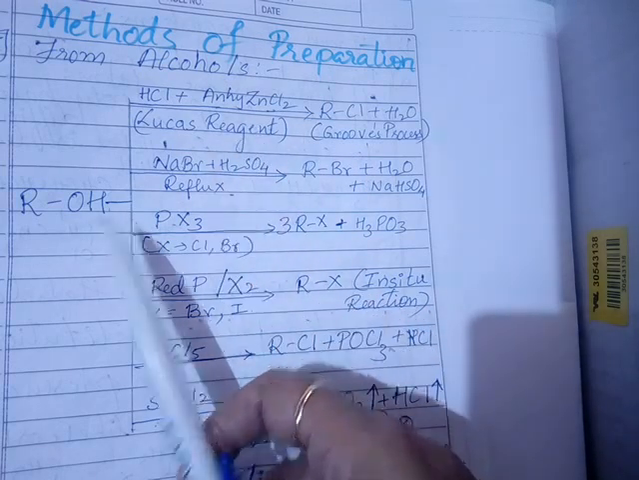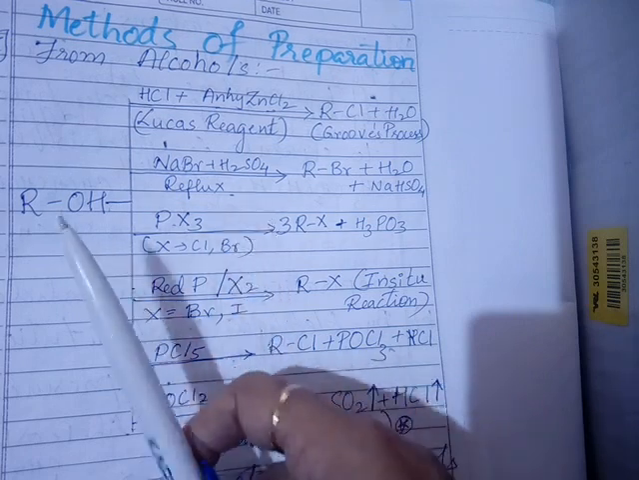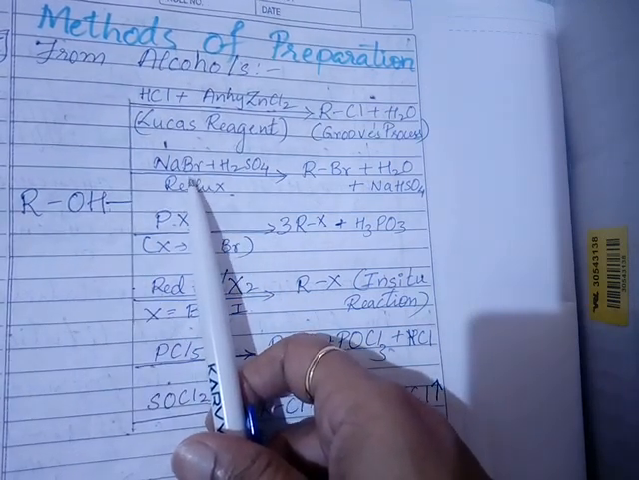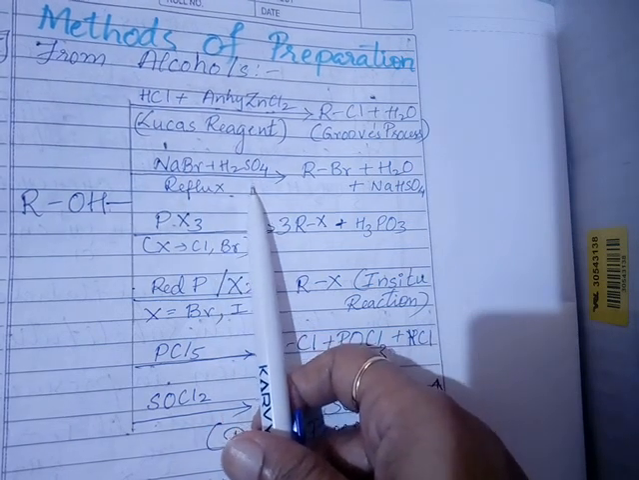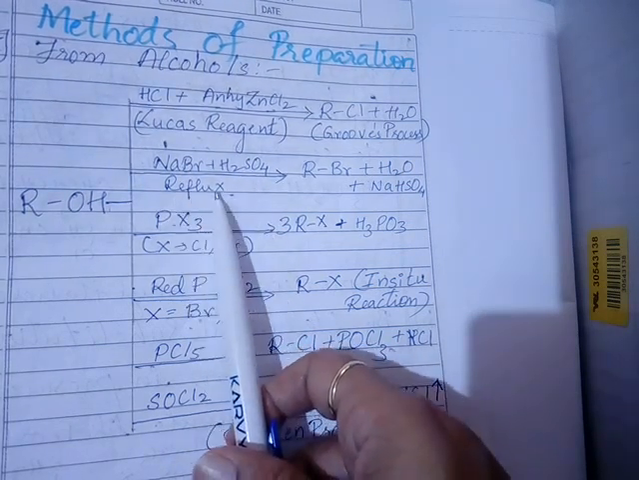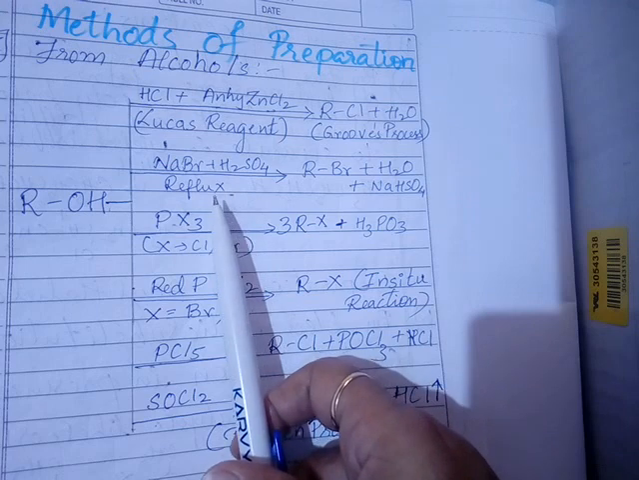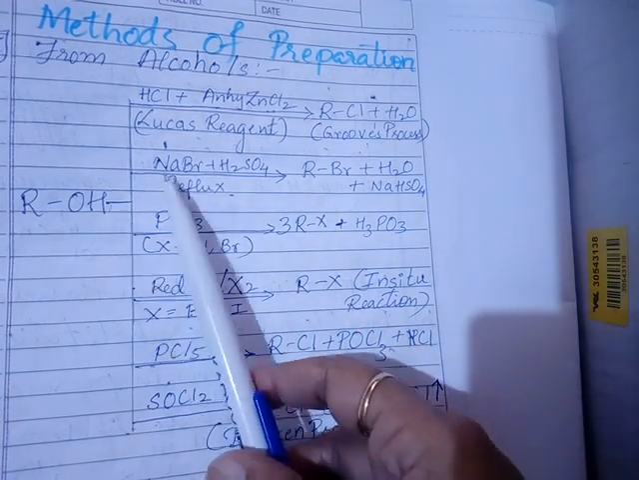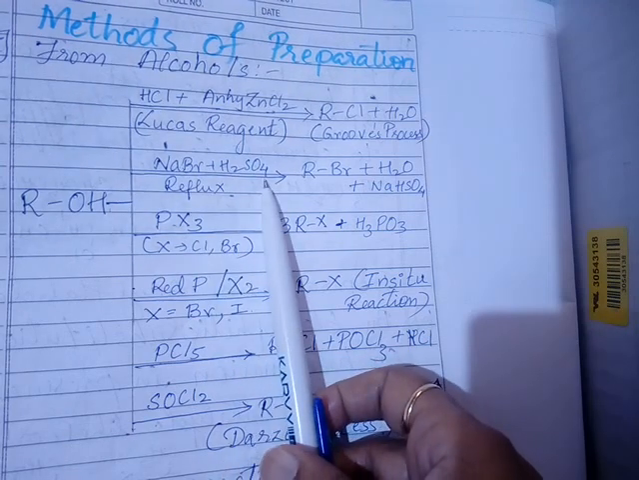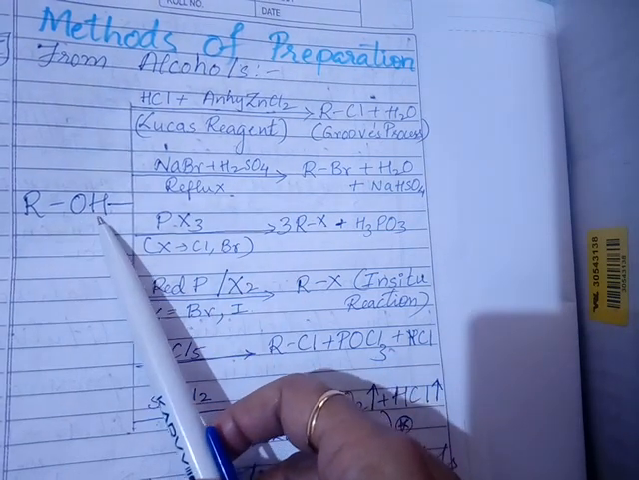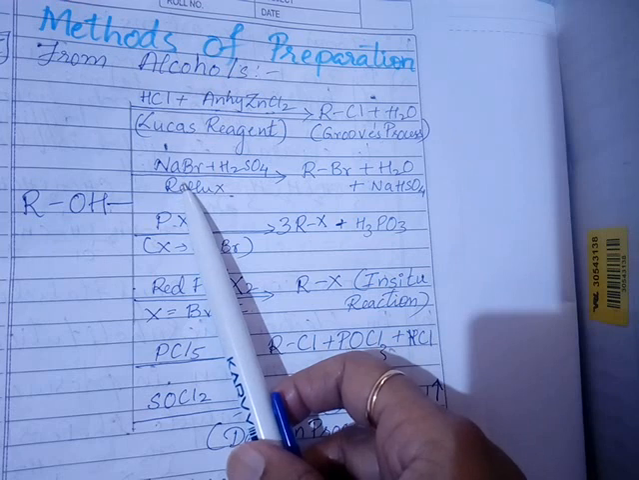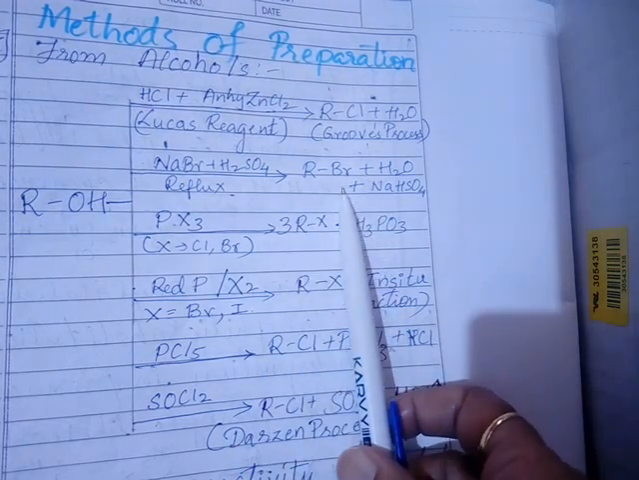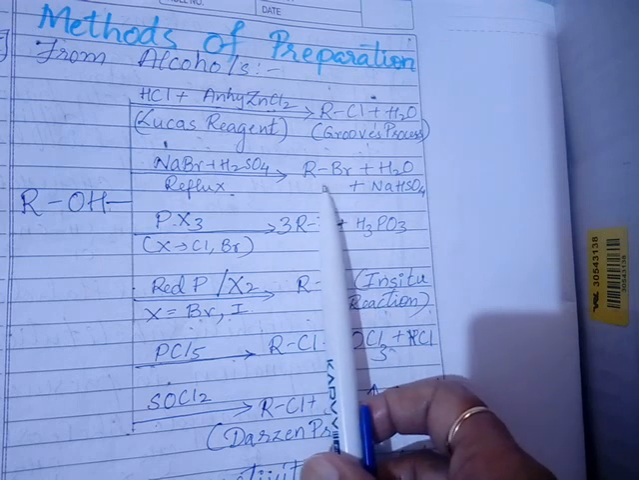Next, we have the method where alcohol is treated with NaBr, sodium bromide, plus sulfuric acid, and you heat it, you reflux it, heating continuously and slowly. When you treat it with NaBr and H2SO4, replacement of OH by Br takes place, leading to the formation of alkyl bromide.